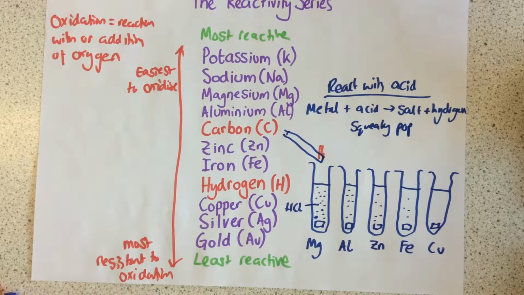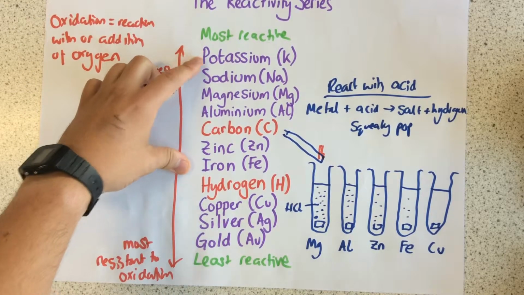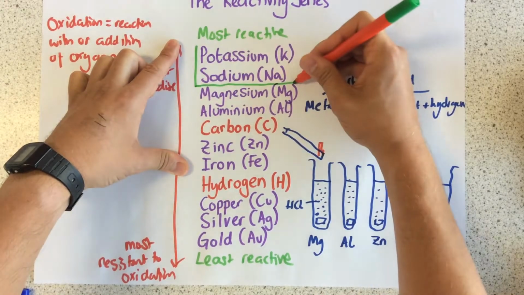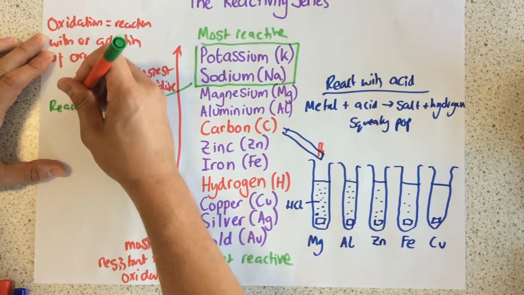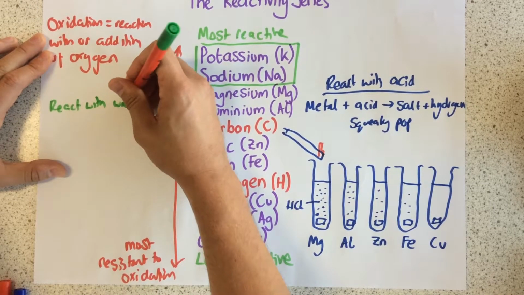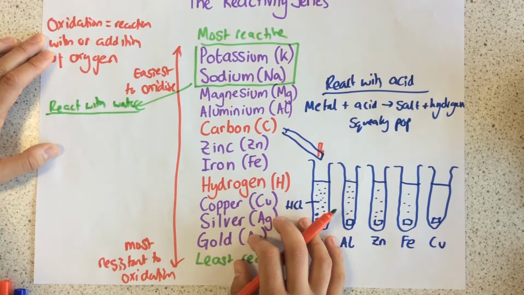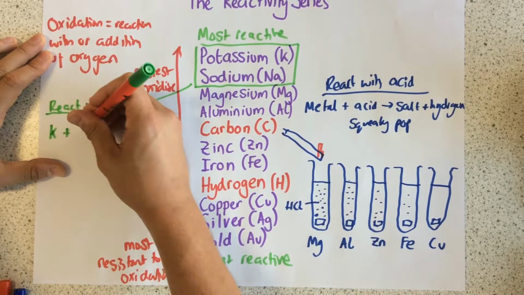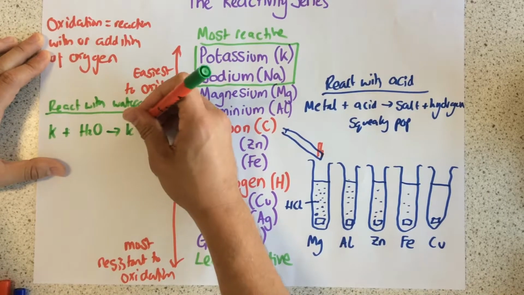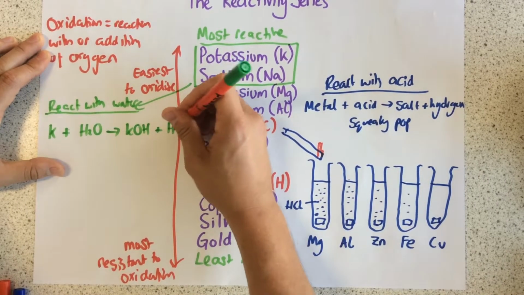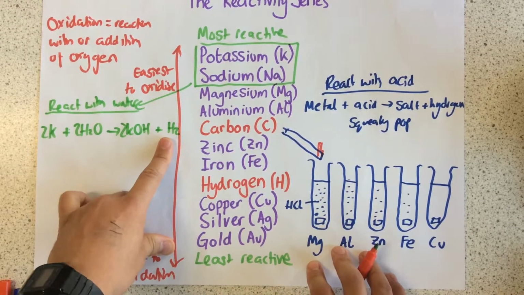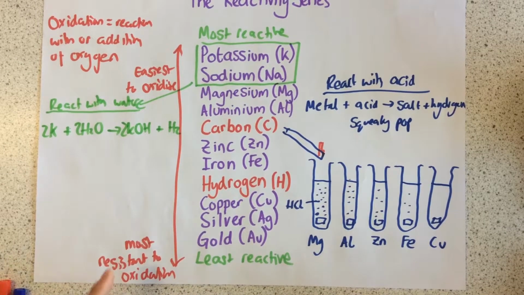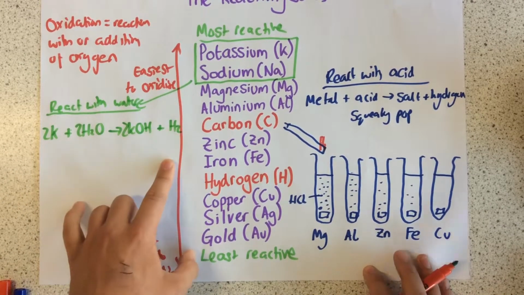Now, it's not just acids that metals can react with. Really, really reactive metals, such as potassium and sodium, these ones up here, are so reactive that they react with water. I'm just going to show you an example using potassium. So potassium plus water makes potassium hydroxide and hydrogen. I'll just balance that quickly. So again, hydrogen is being produced, so again, we could use a squeaky pop test to test for this.